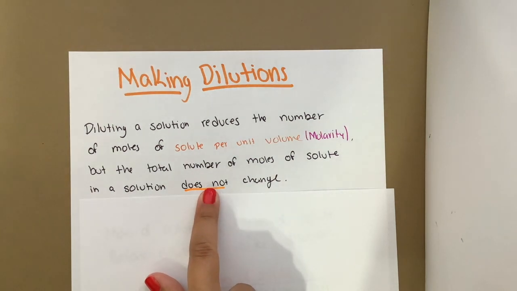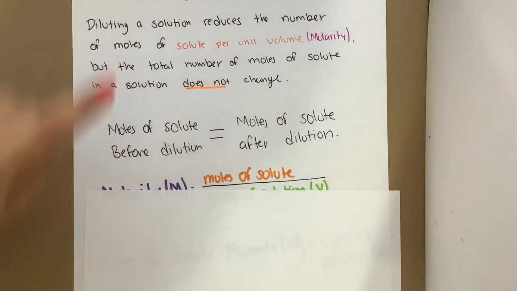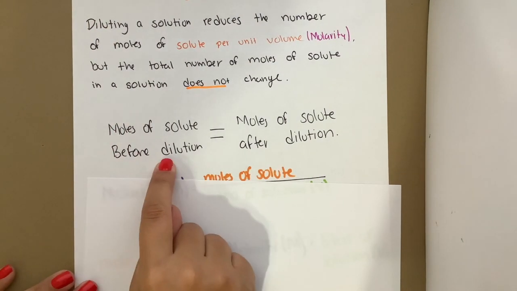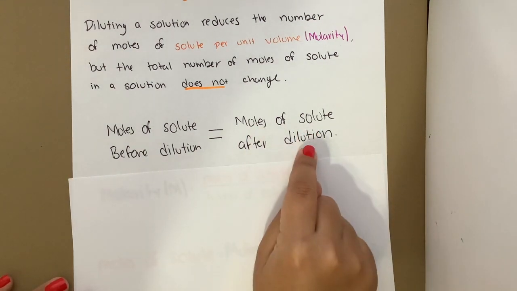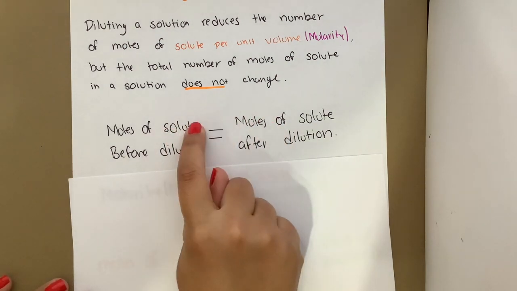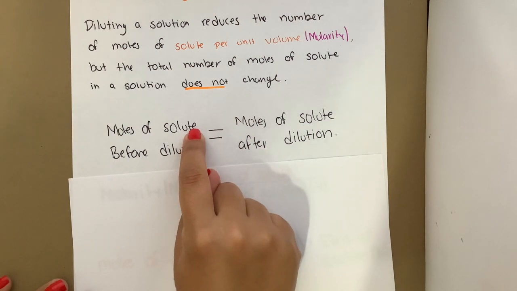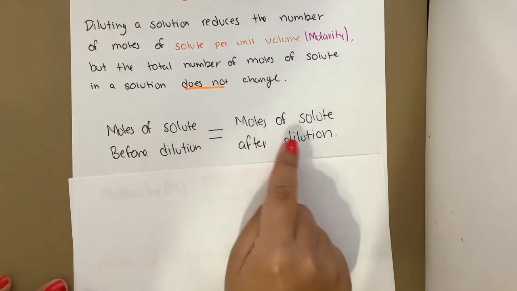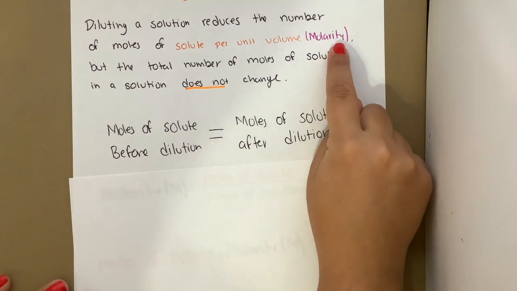What you are changing is the amount of solvent, the amount of water, but not the amount of solute. So the moles of the solute stay the same. Moles of solute before dilution equals the moles of solute after dilution. So the amount of salt in your salty water, or the amount of green food coloring in our food coloring water solution, stays the same before and after the dilution. What is going to change is the molarity and your volume.